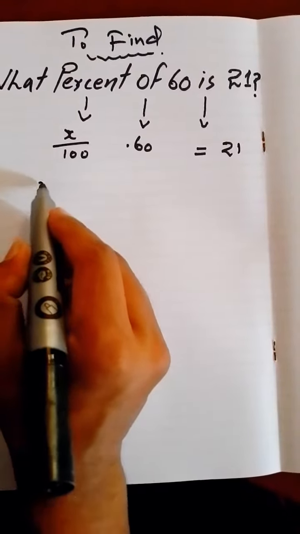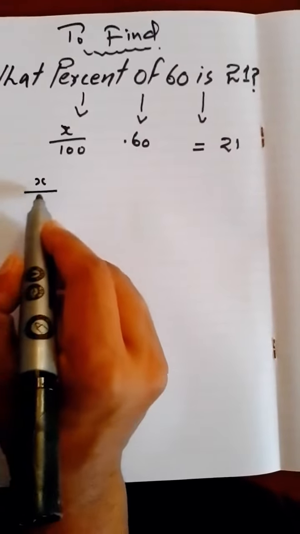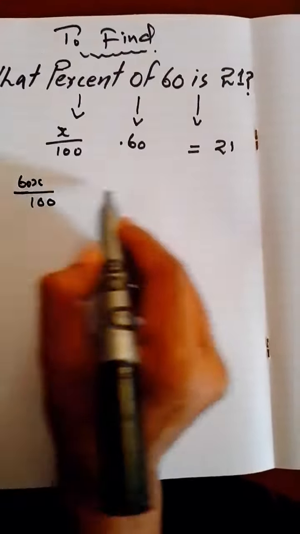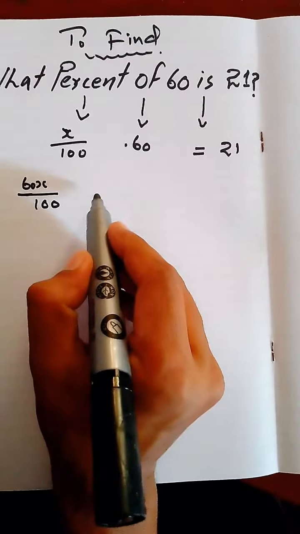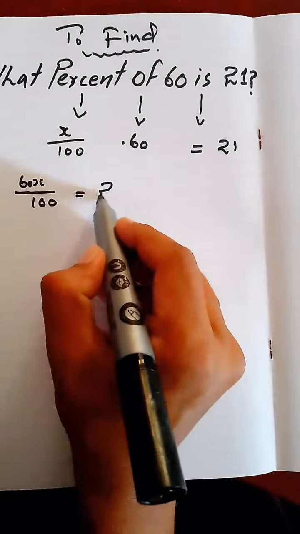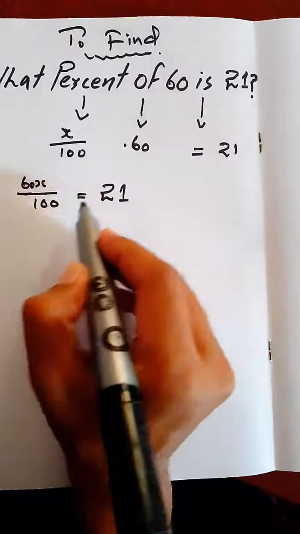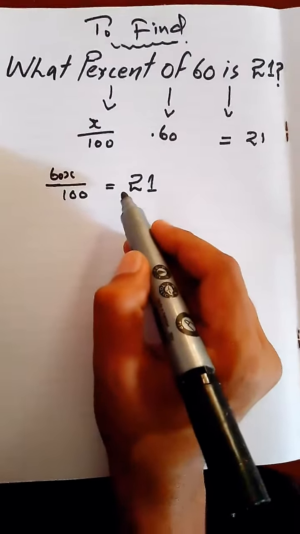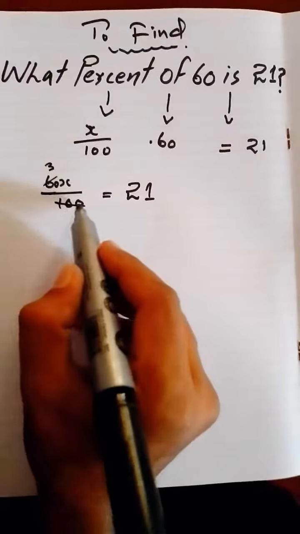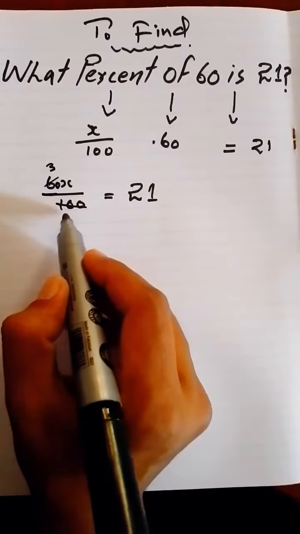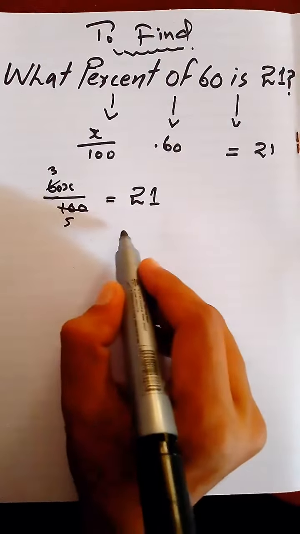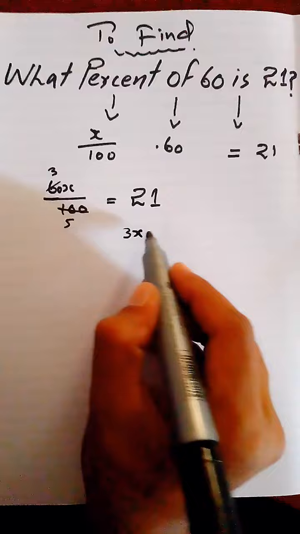Now we have 60x over 100 is equal to 21. This will be 3 times 20, and that will be 5. So 3x over 5 is equal to 21.